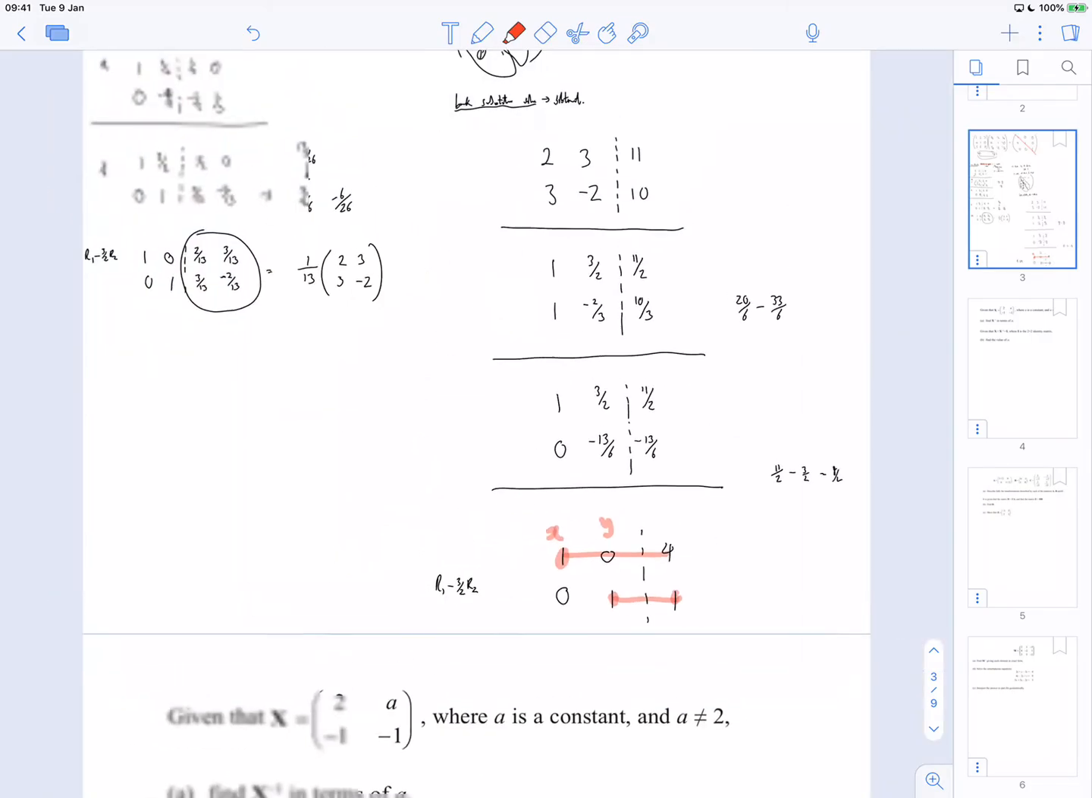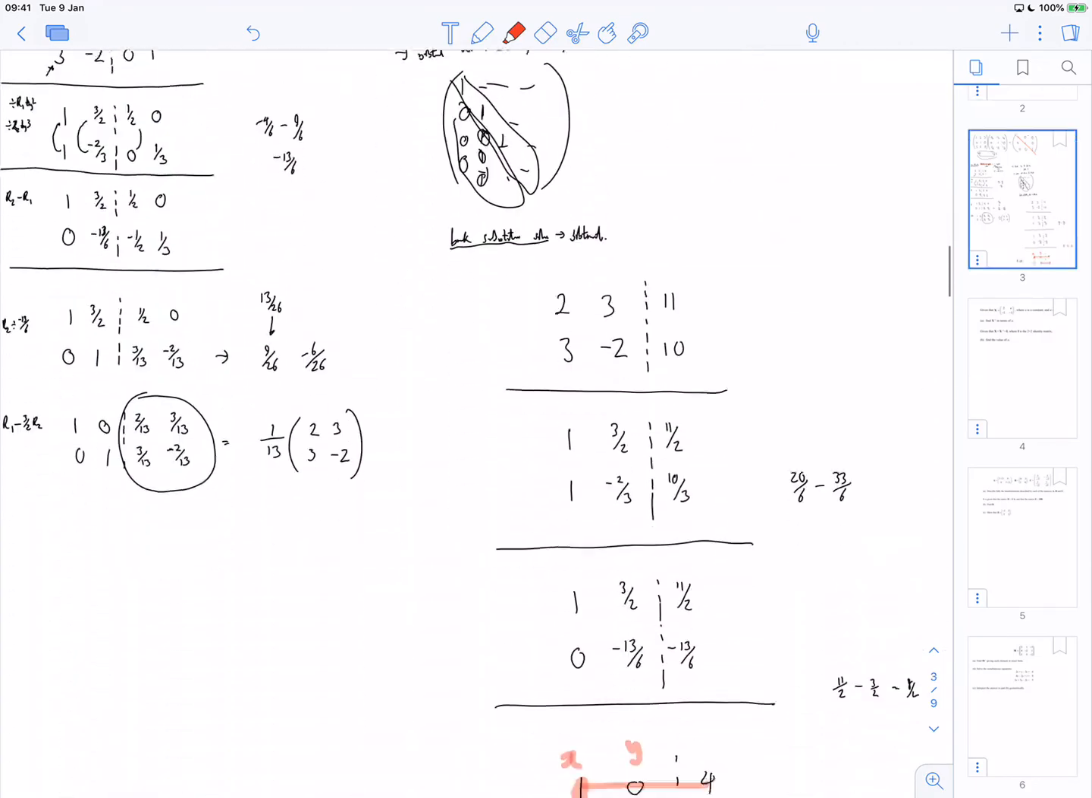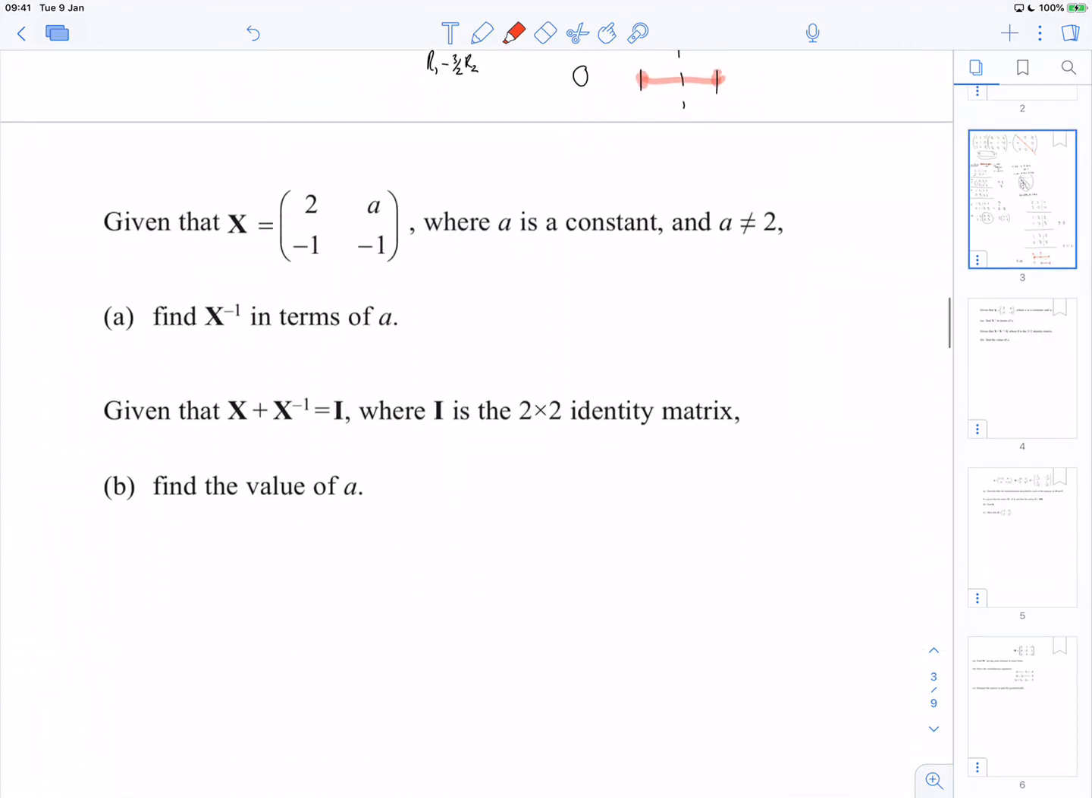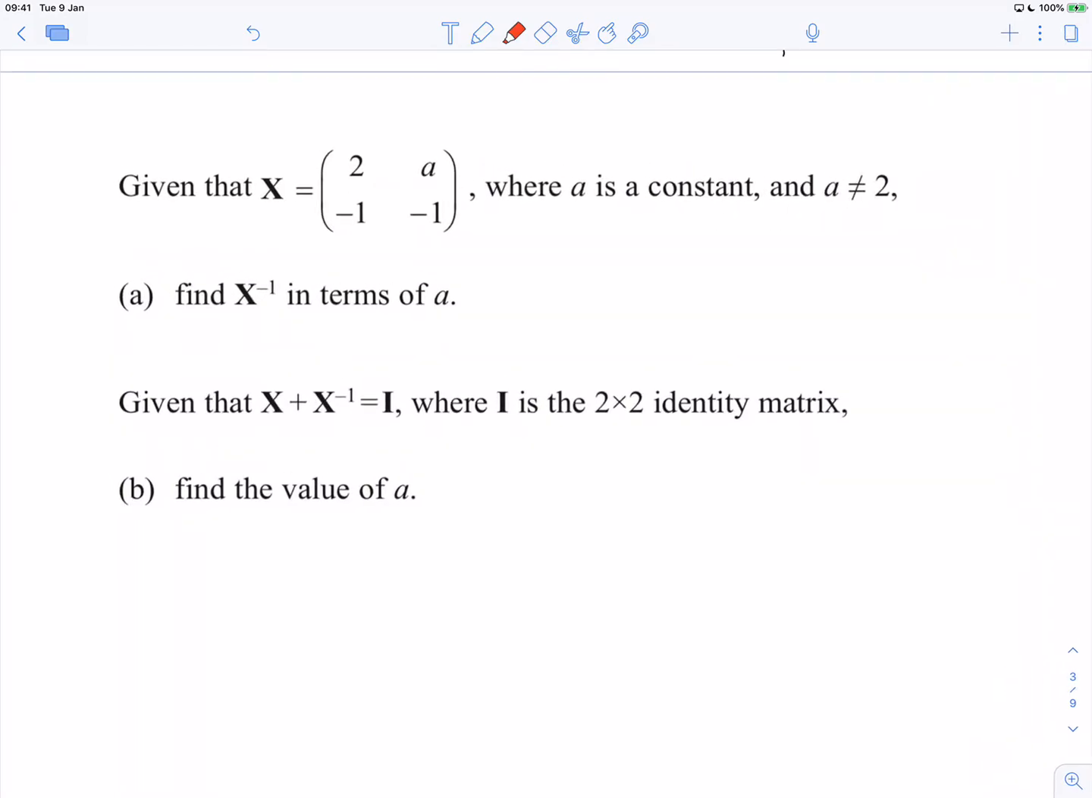Anyway, I hope this is fairly useful. I'm going to go through some examples. Again, pause the video if you feel that you can have a go. But here's the first one. Pause it, give it a go.